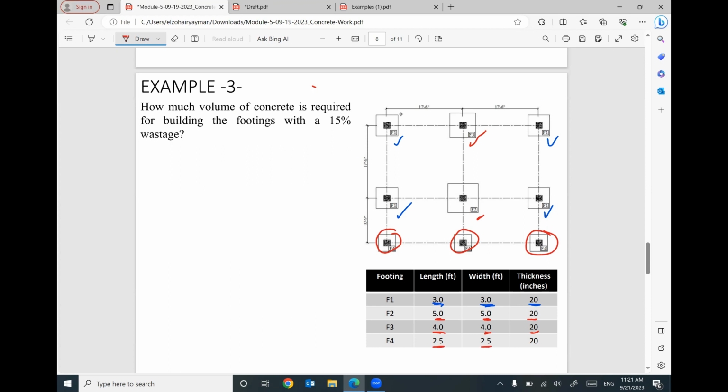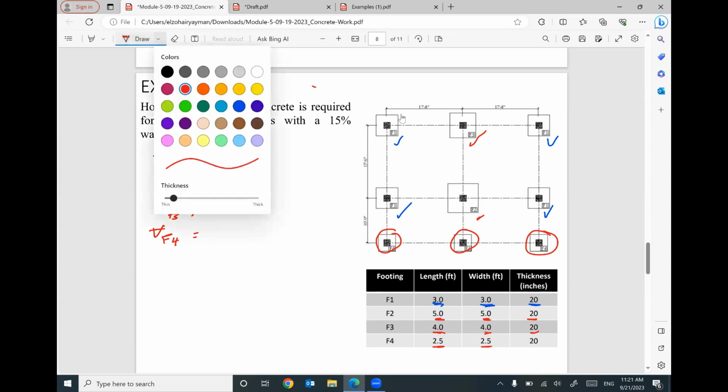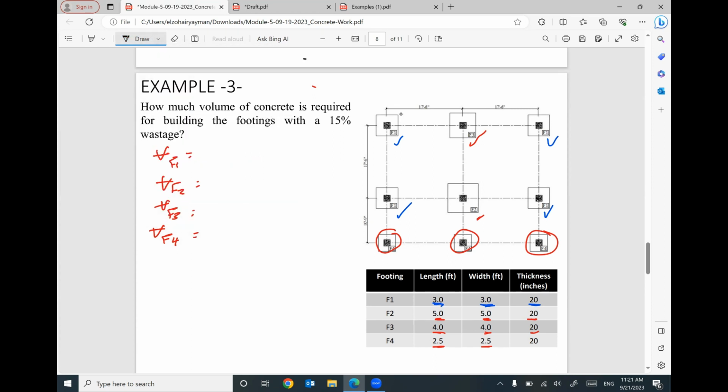So we have to consider the volume for footing F1, the volume for footing F2, the volume for footing F3, the volume for footing F4. As I told you, the volume of one footing equal length by width by thickness by number.